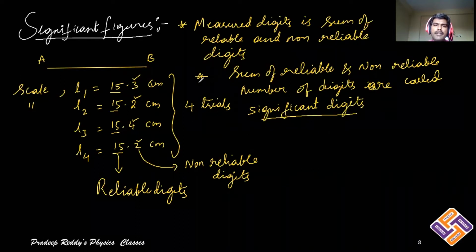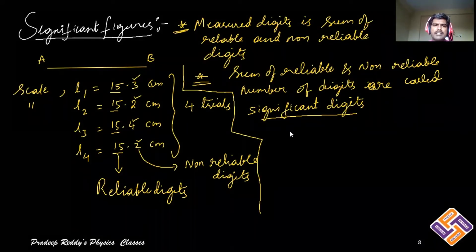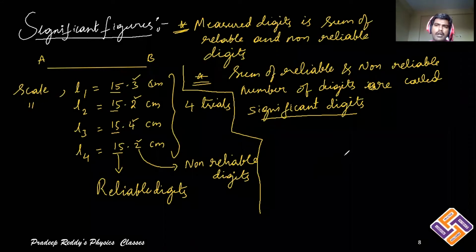Every measured value has some significant number of digits. Whatever the measured value, be it length, mass, time, or any physical quantity, it definitely has some reliable and non-reliable digits. Hence, when you measure any physical quantity, you need to report that measurement in terms of significant digits, and you cannot change the number of significant digits in the meanwhile of calculations.